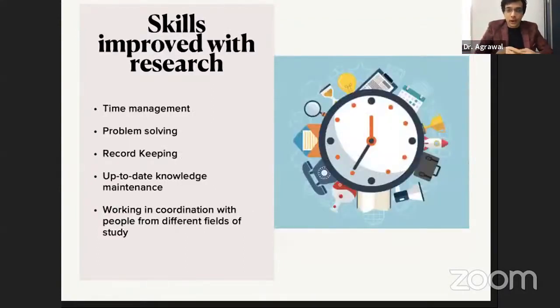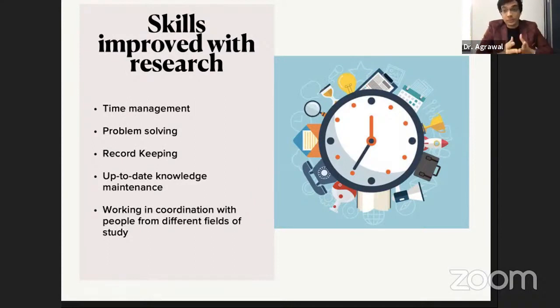So research doesn't just give you something to write on your CV. It improves a lot of things in your life, your time management, your problem solving, record keeping. It maintains your knowledge up to date. So there's this platform called Up to Date. I don't know if you guys know it, but it keeps you up to date with stuff that's happening within your circle or within your specialization. So you're never too far behind with a new drug that's come up.